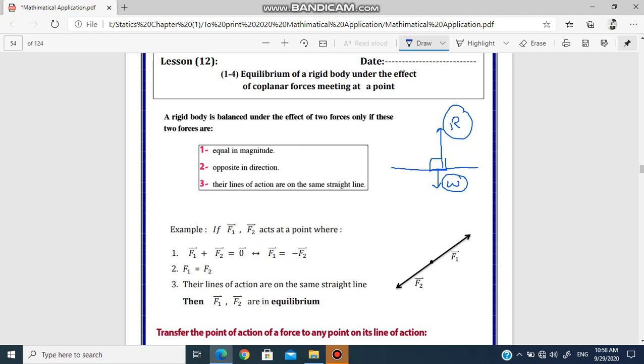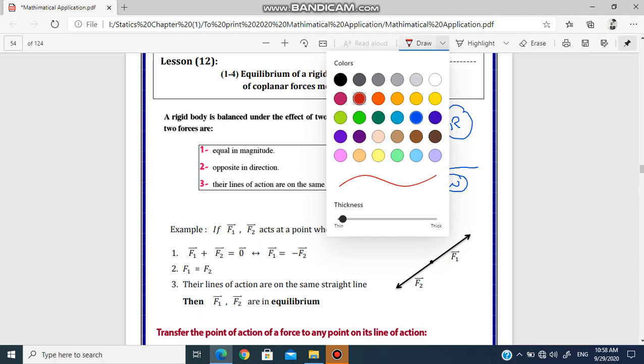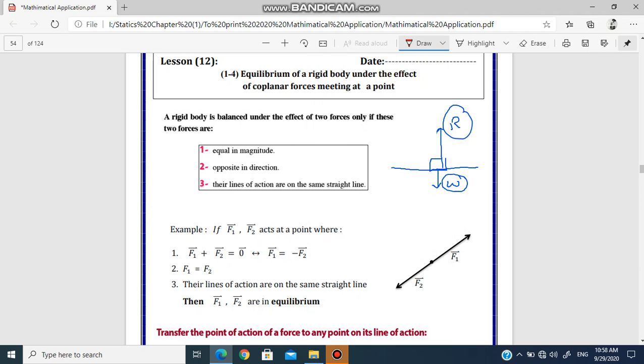If you have F1 and F2 acting on a body at a point A, so F1 vector plus F2 vector equals 0. So F1 equals negative F2, opposite in direction, and the magnitudes of F1 and F2 are equal, and the lines of action are on the same straight line, so they are in equilibrium.